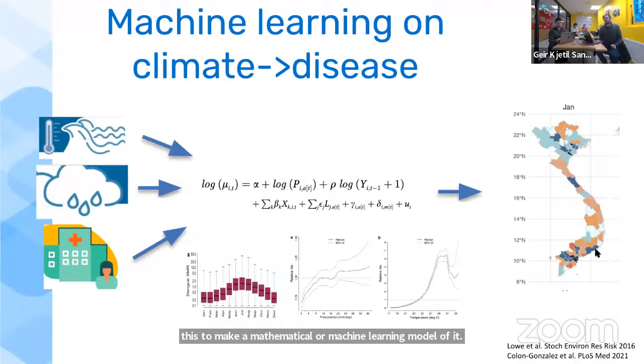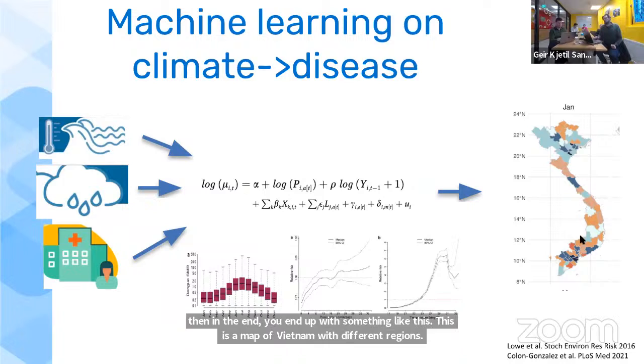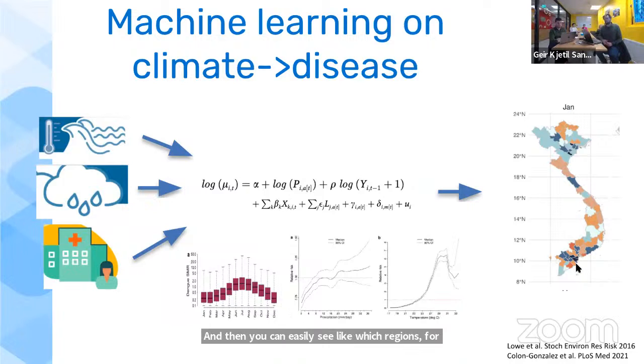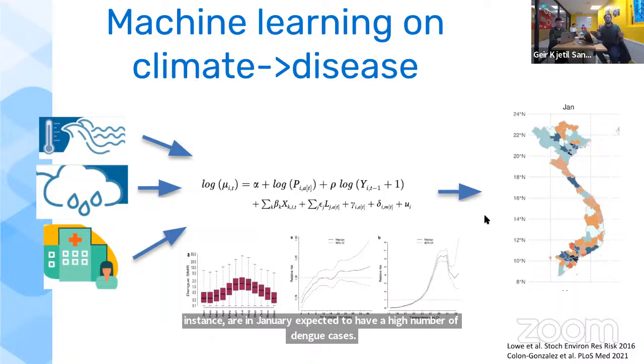And then in the end, you end up with something like this. This is a map of Vietnam with different regions. And then you can easily see which regions, for instance, are expected in January to have a high number of dengue cases. This is not our work, so we just want to show how we integrate work from the literature in this platform.